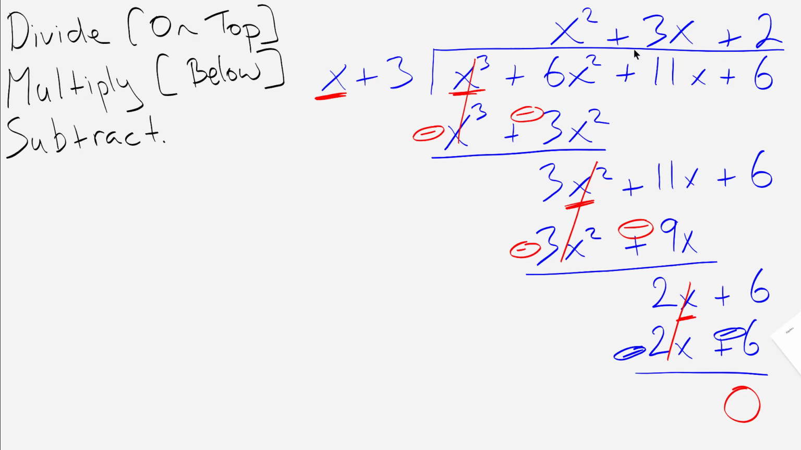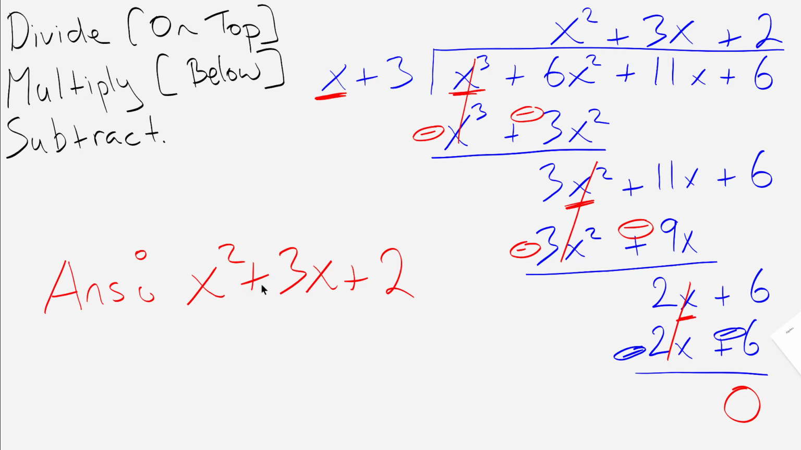The next thing to take into account is what is the answer for the division? The answer is what you have on top here. So the answer, in this case, to the division would be x squared plus 3x plus 2. Another way of looking at this, if you multiplied x plus 3 by x squared plus 3x plus 2, the result you would get would be x cubed plus 6x squared plus 11x plus 6.